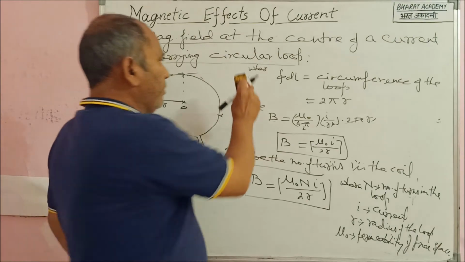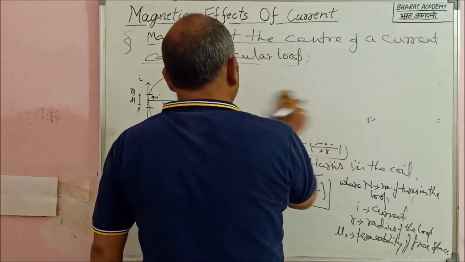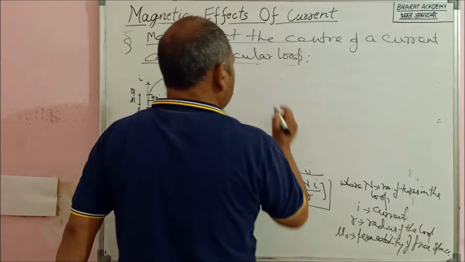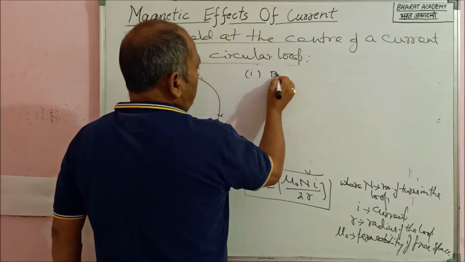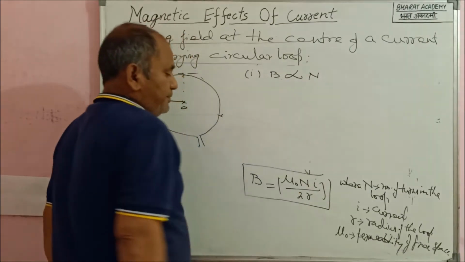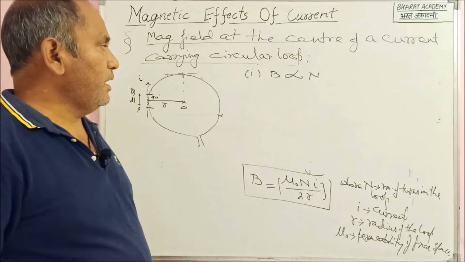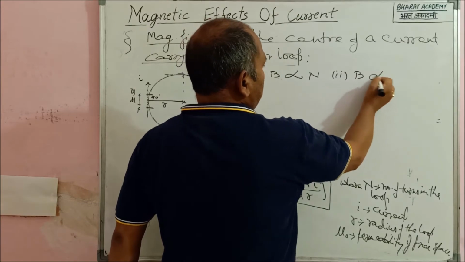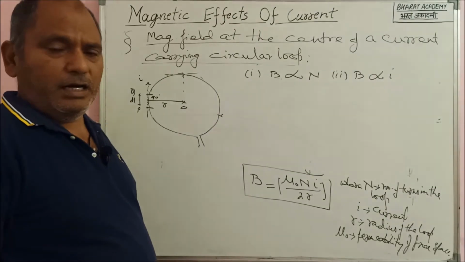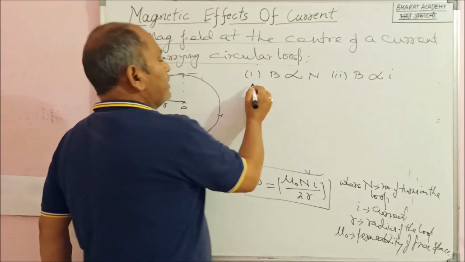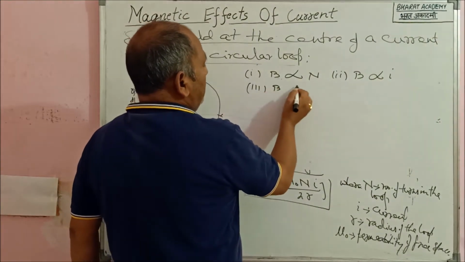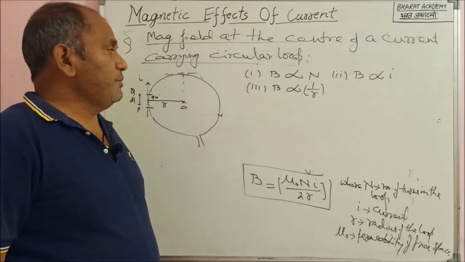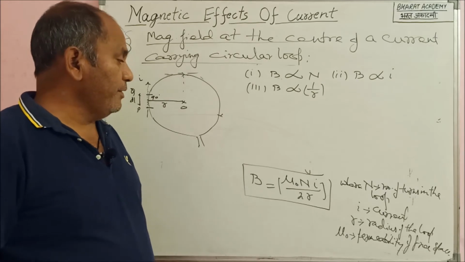Now the board pattern has been changed. How do they ask the question? They are not using it as a numerical factor. They are using it at a concept level. So what we got is B is directly proportional to N, meaning the larger the number of turns, the higher the magnetic field. Second, B is directly proportional to I, the higher the current, the higher the magnetic field. And third, remember B is inversely proportional to r, right? The lesser the radius, the higher the magnetic field.